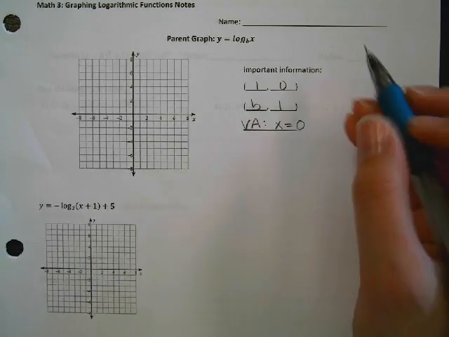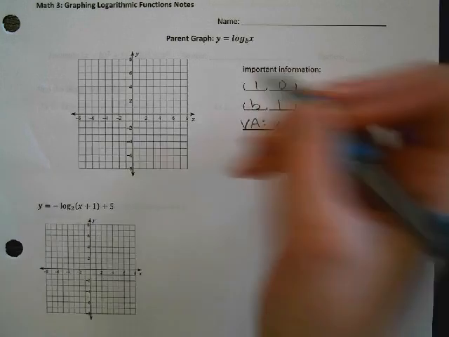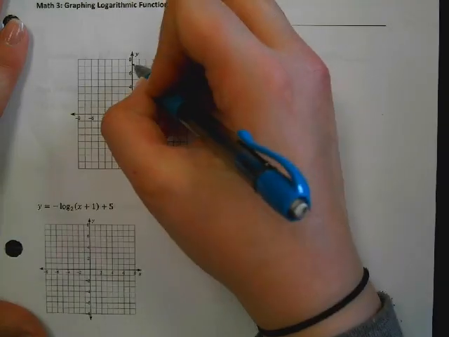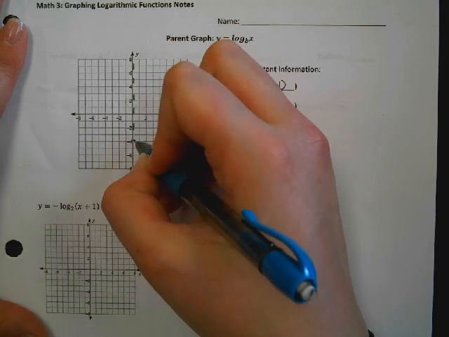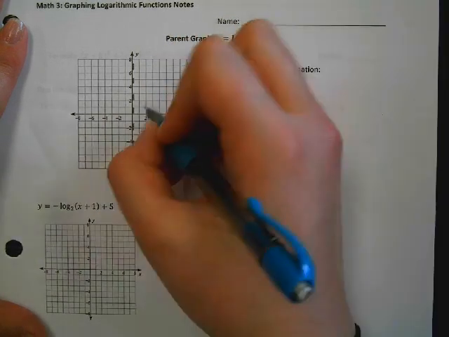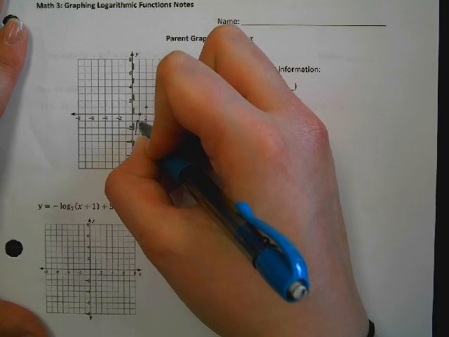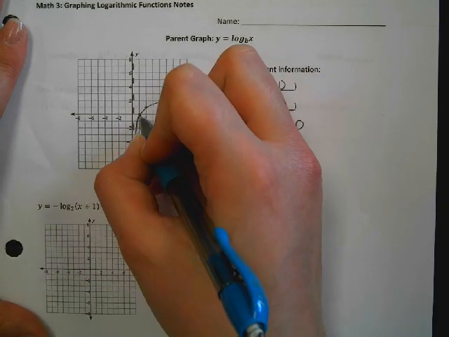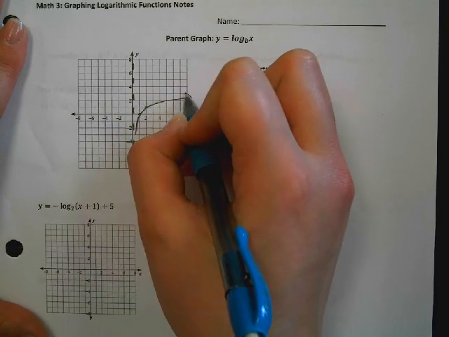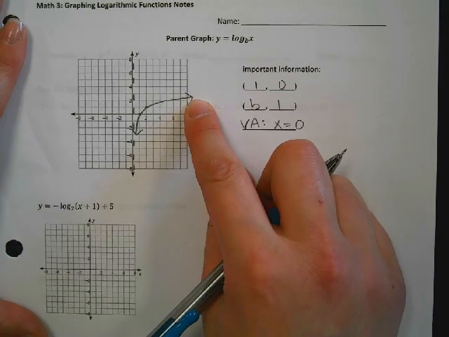So if our parent function, let's say maybe it had a base of 2, log base 2 of x, that would have a vertical asymptote at 0, and then we would have the point 1, 0, and 2, 1. And then the graph, like normal, would follow the asymptote. And then instead of growing very quickly up, it grows very quickly to the side.